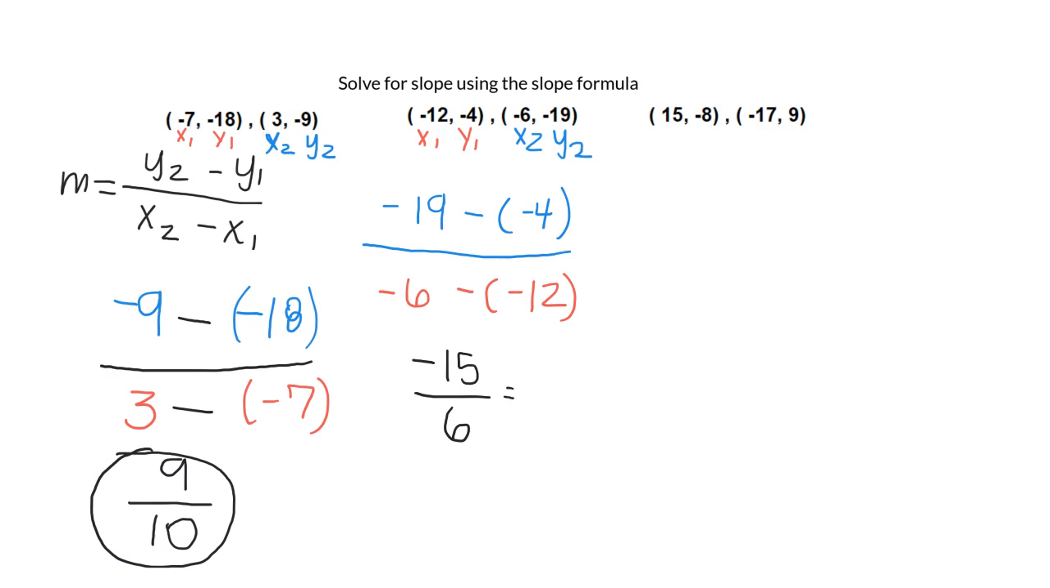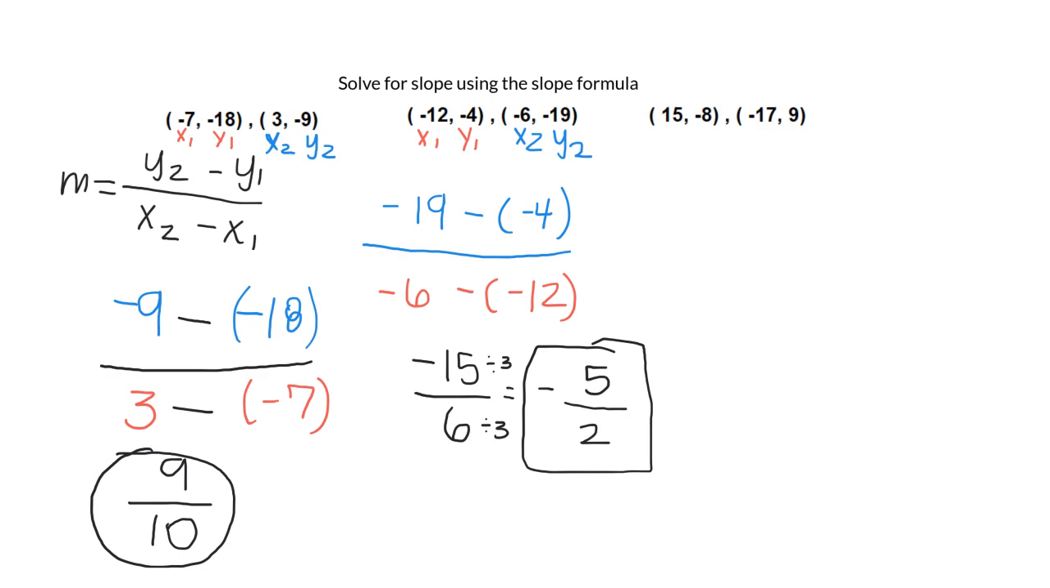Now let's go ahead and simplify to get our final result. 15 and 6 both can be simplified by 3. So when I divide both the top number by 3 and the bottom number by 3, my final result will be negative 5 over 2.